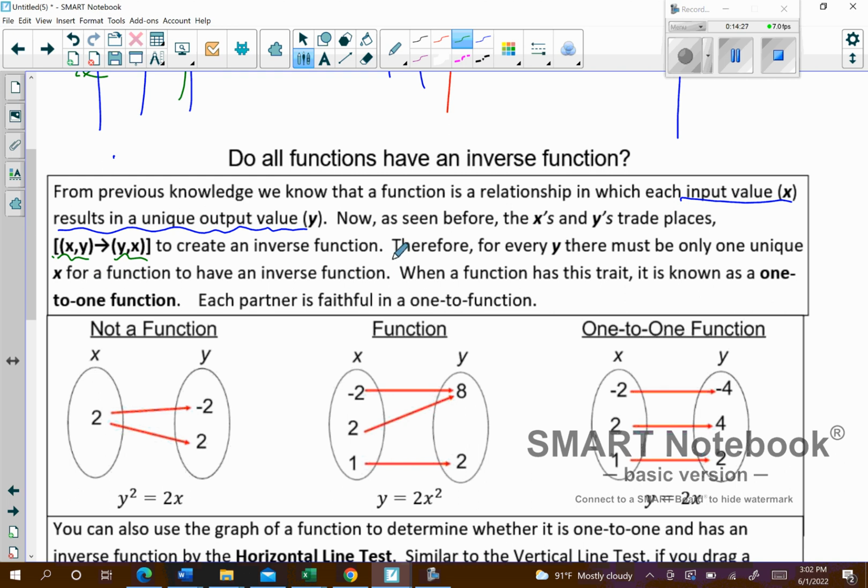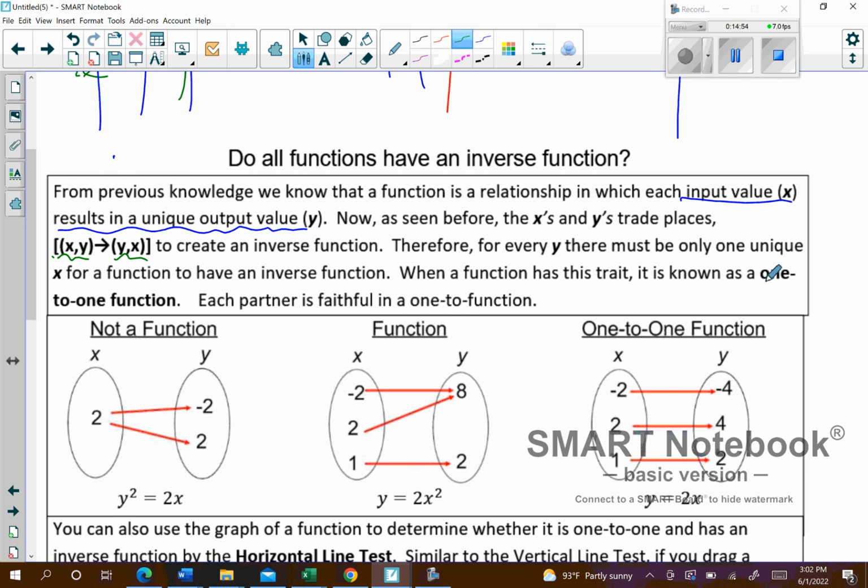So the whole idea of the vertical line test, basically, there's going to have to be a horizontal line test also, because for every y value, there can only be one x value in return, right? Because when they get flipped, that could cause some issues, right? And we're going to look at an example like that in just a minute. All right, so when a function has this trait, it is known as being one-to-one.